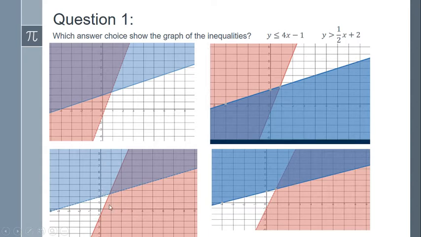So in this case, it worked for both. This one is shaded below. This one's shaded above. This section here, this darker section, is where the shading overlaps. So when we have a system of inequalities, where the shading overlaps represents our solution set.